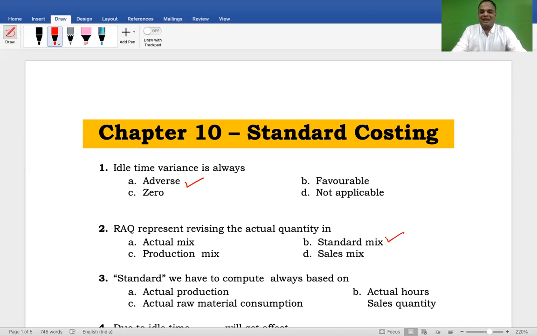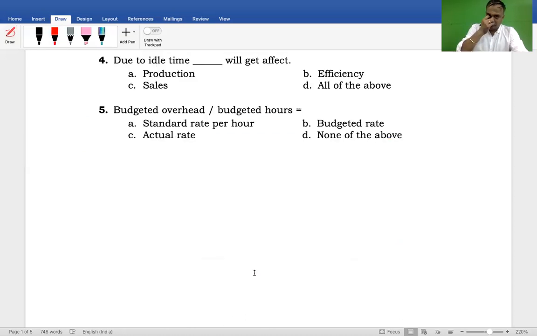Standard we have to compute always based on actual production, actual hours, actual raw material consumption, sales quantity. The word standard always ends with the actual production. Based on actual production, you have to compute. Due to idle time, dash will get affected: production, efficiency, sales, all of the above. Efficiency will get affected.